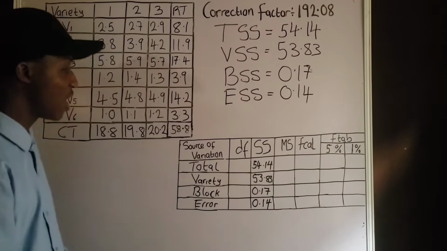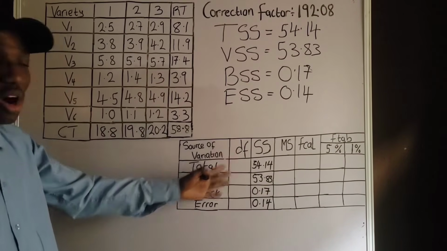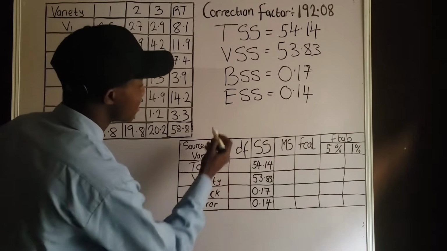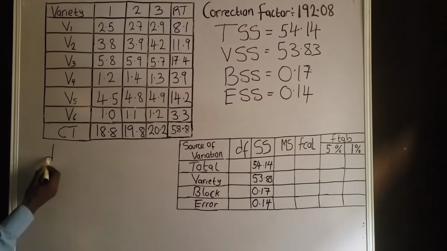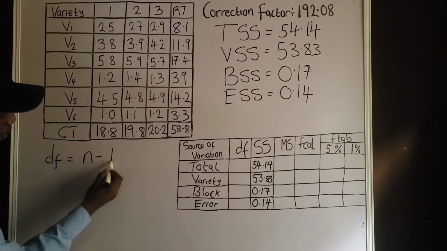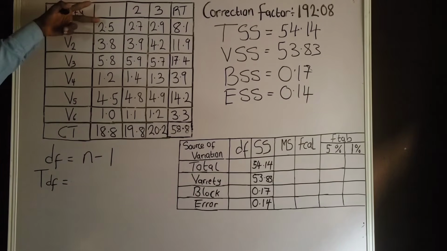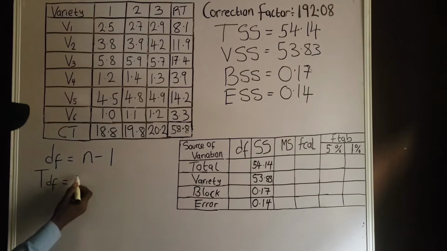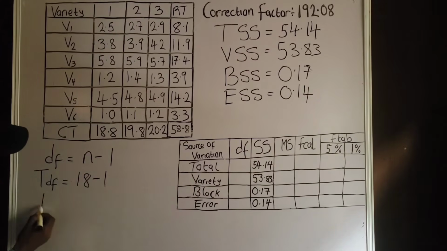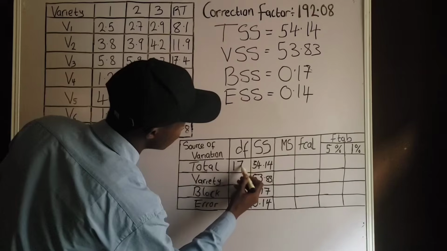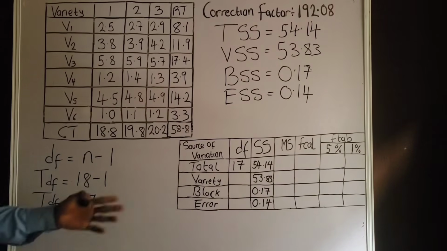Now let us proceed to calculate the degree of freedom for the total, variety, block, and error. Don't forget that the formula of degree of freedom is given by this. Degree of freedom is equal to n minus 1. Now to get the total degree of freedom, the total degree of freedom is equal to the total number of observations minus 1. If you check from this table, the total number of observations is 18. So I'm going to have 18 minus 1. The degree of freedom for total is 17. So the value of this cell is 17. Now, let us calculate the variety degree of freedom.